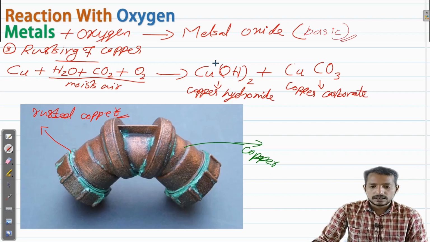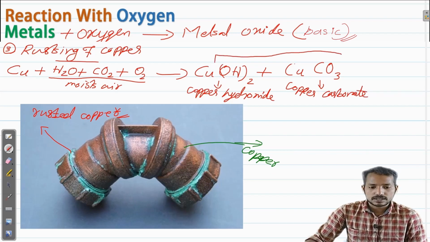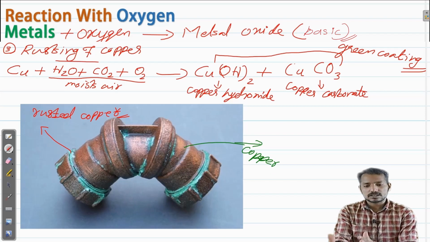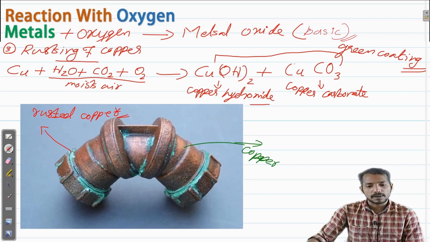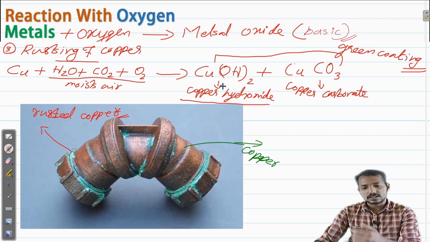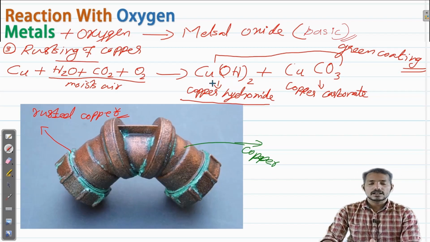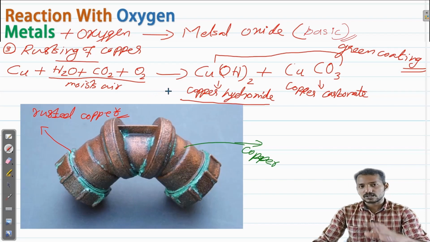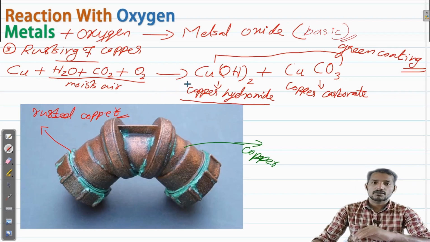See here, the green substance is a mixture of copper hydroxide and copper carbonate. Clear? So this reaction is also forming a metal oxide, but not a simple metal oxide, instead a metal hydroxide. So this reaction is a little complex, but still it is also a reaction of metal with oxygen. Clear? That we also have to remember. And rusting is a very slow process, while burning or combustion is a fast process.